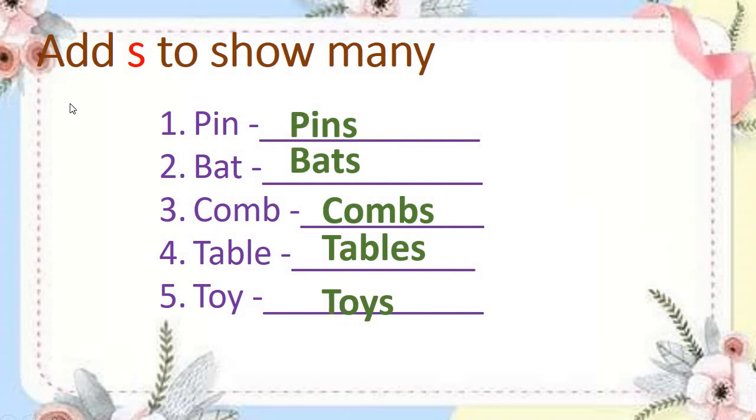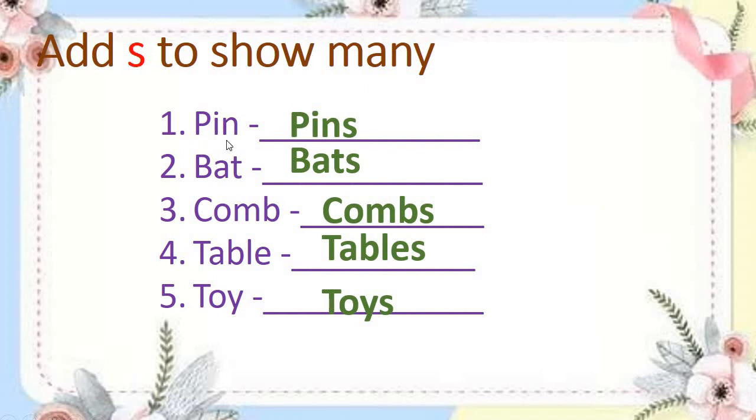Now we will read this. See? Again we will read. Add S to show many. Number 1 is pin. It is pins. P-I-N-S, pins. Number 2 is bat, bats. Comb, combs. Table, tables. Toy, toys. Add S to show many.